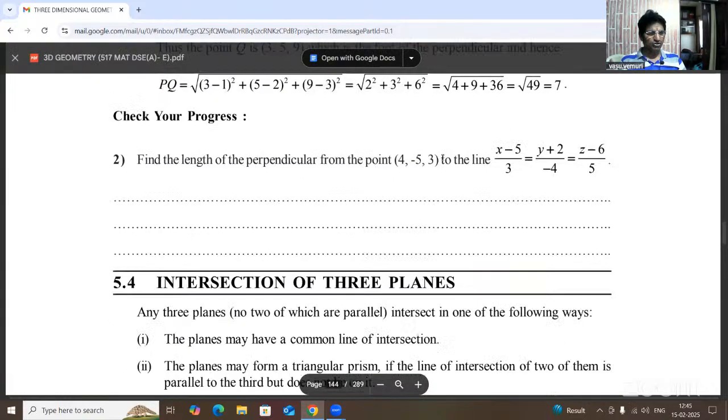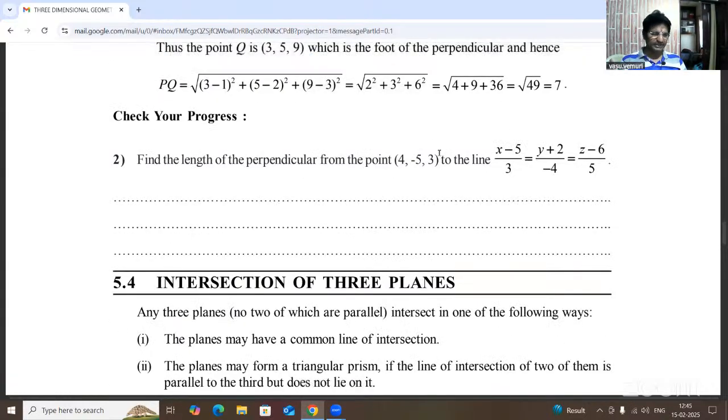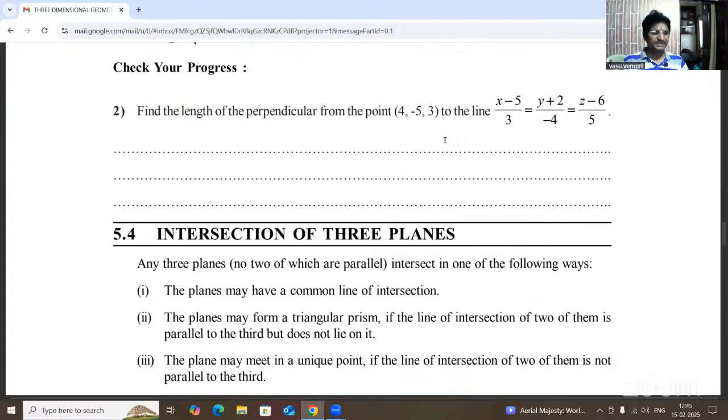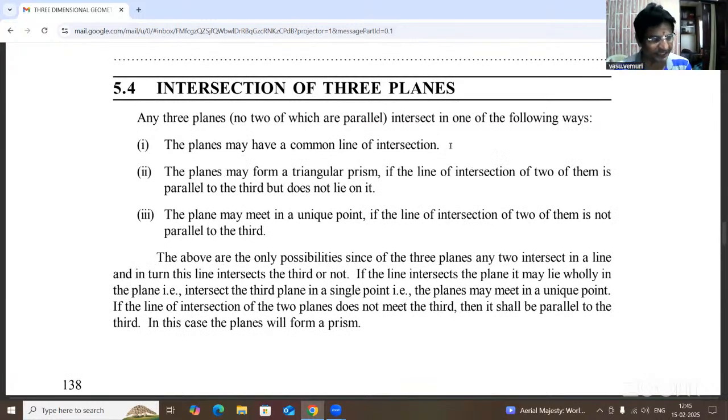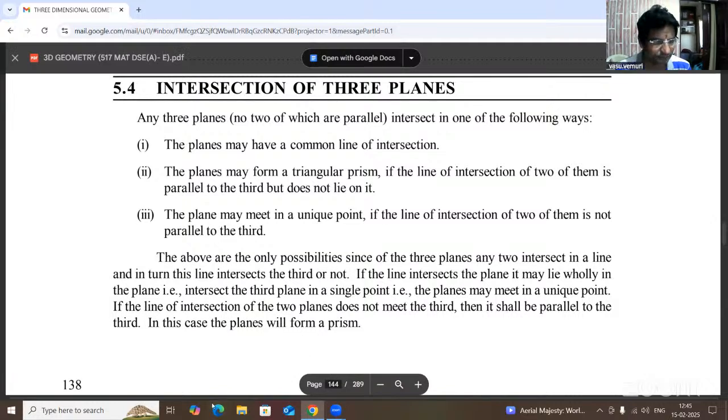And there are three methods here. Any single method, you must present in the final examination. A single method is also possible, there is no problem. And now, intersection of three planes. This is one of the important topics. Please join the line.